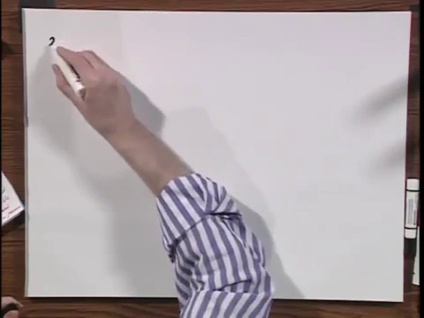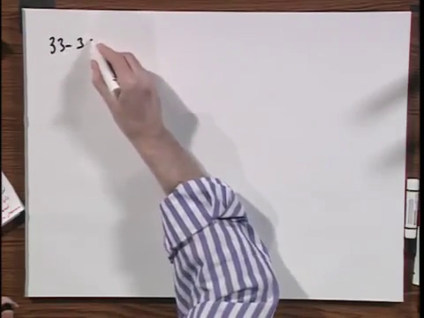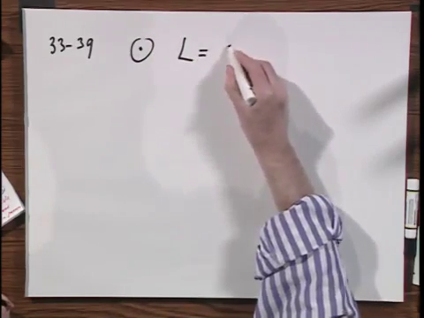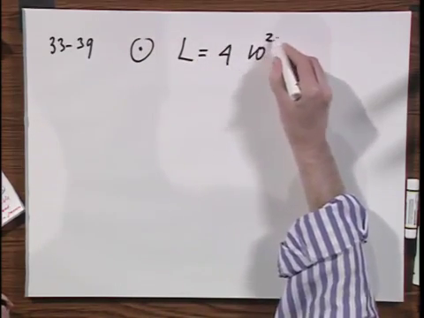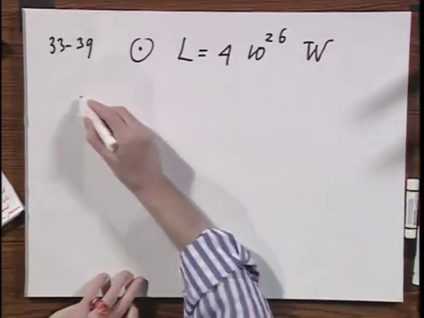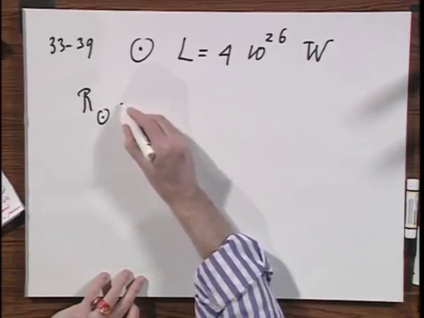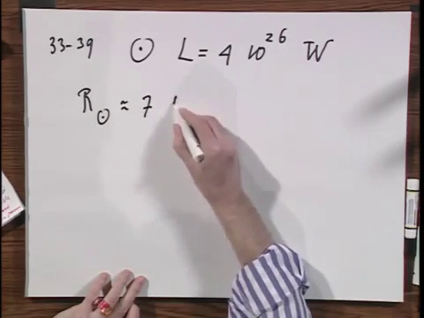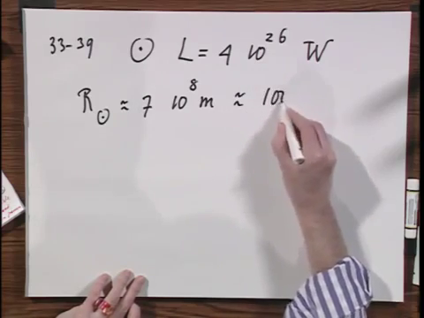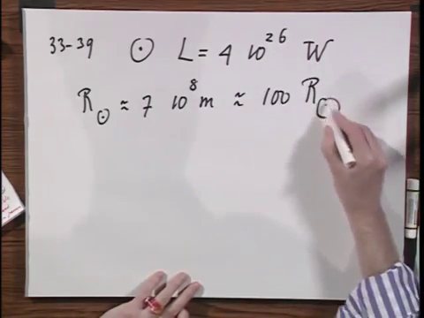So far so good, and we're now going on to problem 33-39. I return to the sun. This is my symbol for the sun, which has a luminosity of 4 times 10 to the 26 watts. The radius of the sun itself is about 7 times 10 to the 8 meters, which is about 100 times larger than the radius of the Earth.